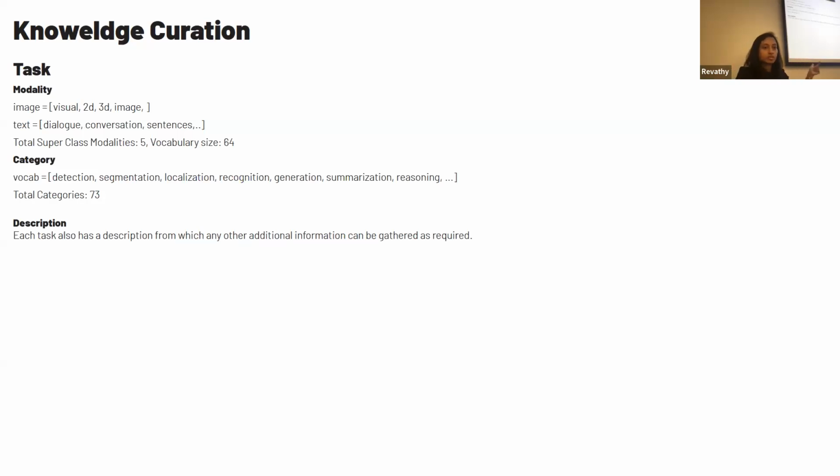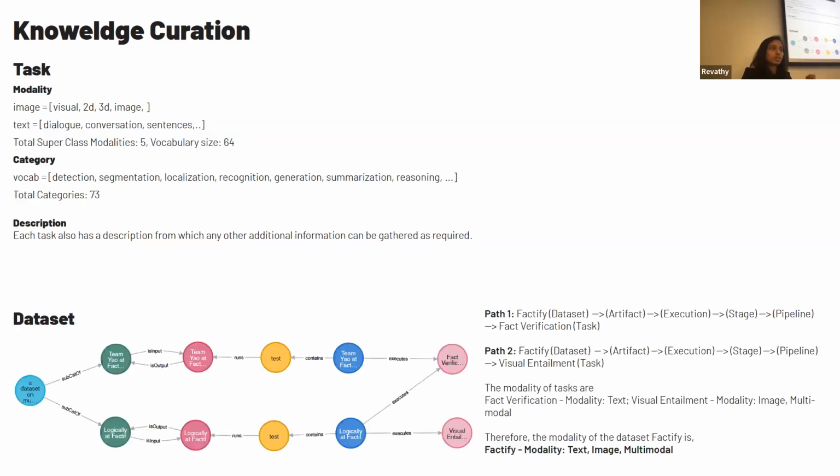First, for task, we identified the modality and category. Modality being whether it's an image-based task or a text-based task. Category being detection, segmentation, that talks about the nature of the problem. And we also have the description for the tasks.